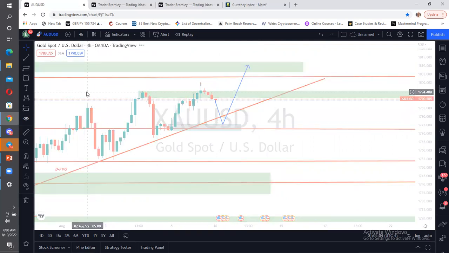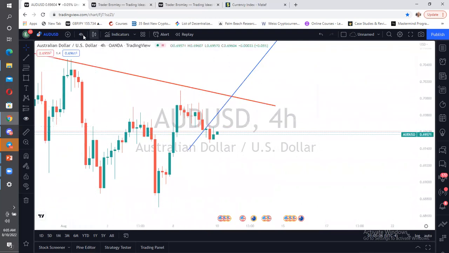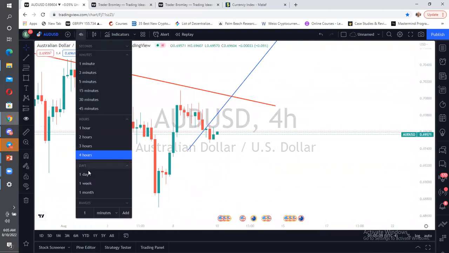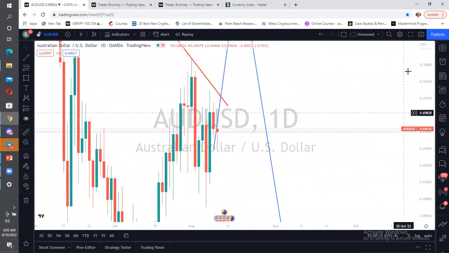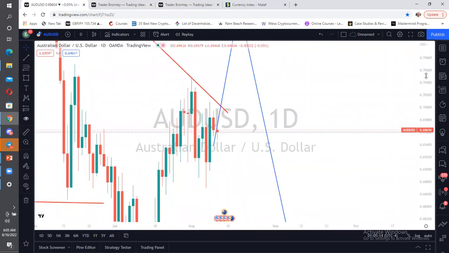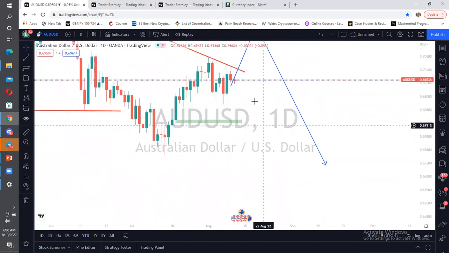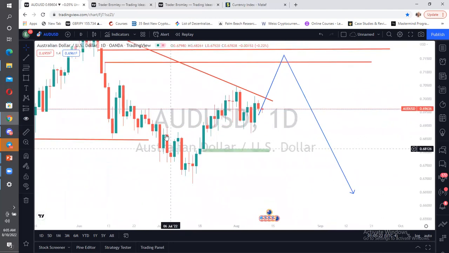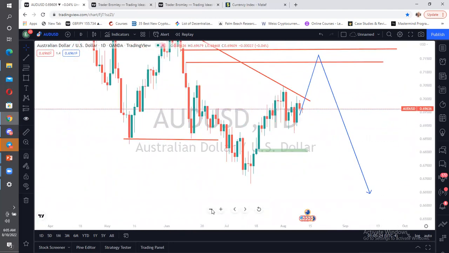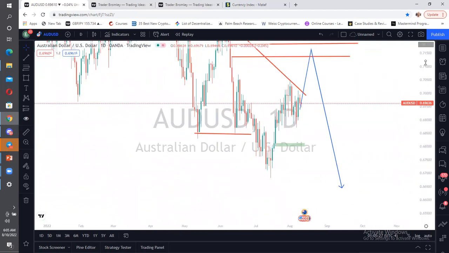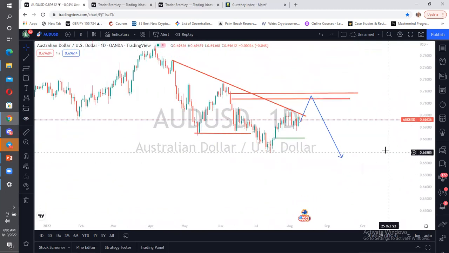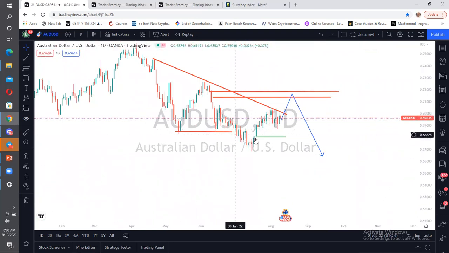The next one is AUD USD daily time frame. Now AUD USD has been performing very well. So let me zoom out. Yeah, market has broken this structure to the upside. It has broken this one to the upside, this one to the upside.